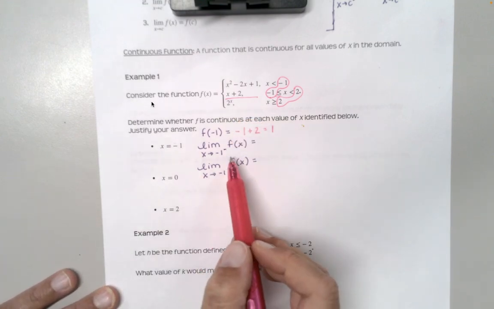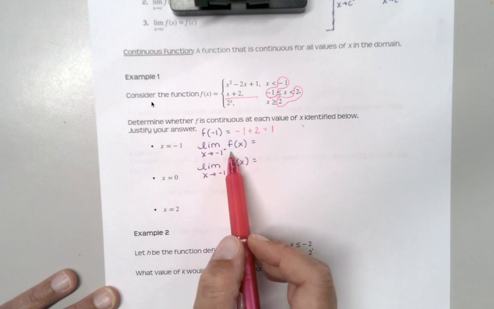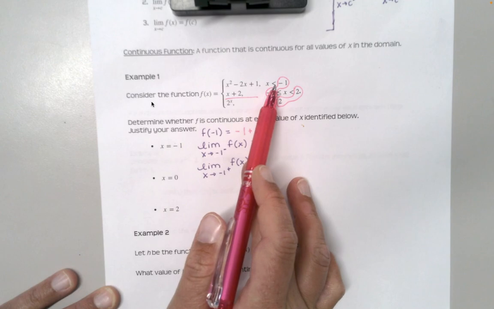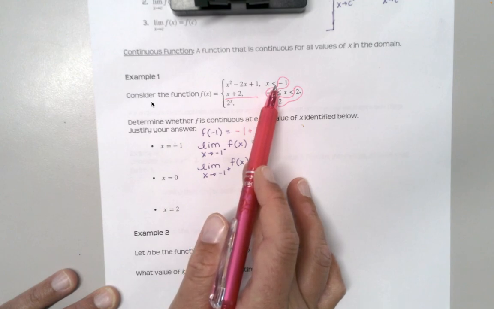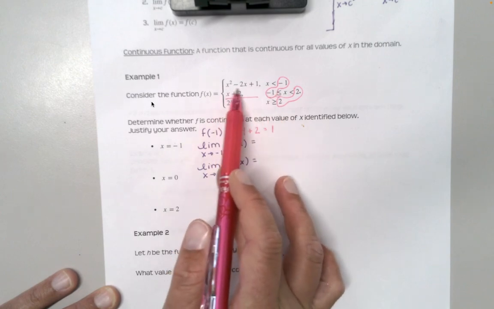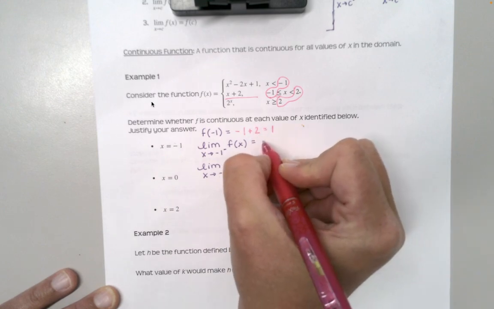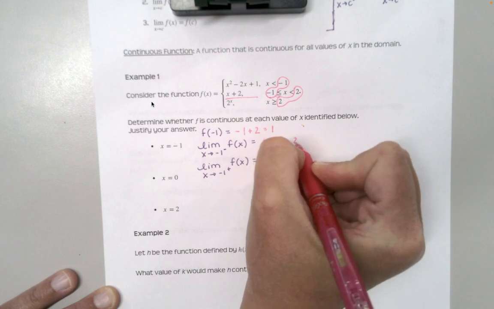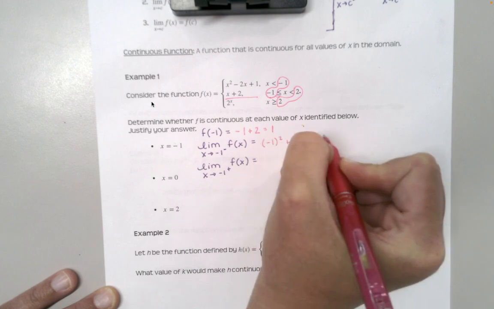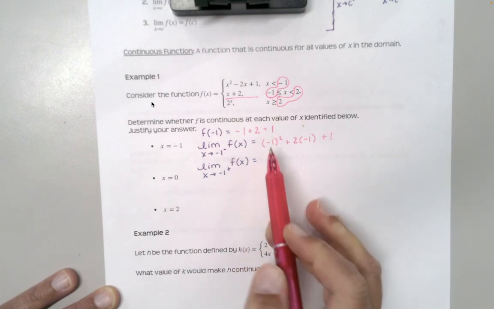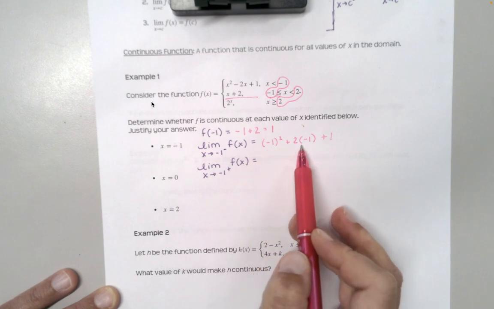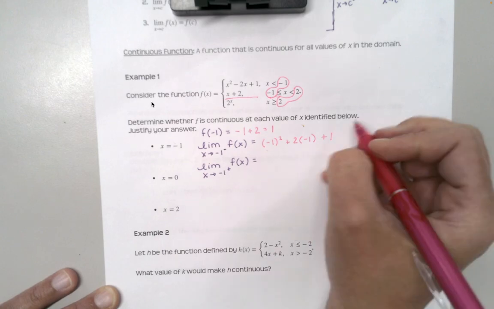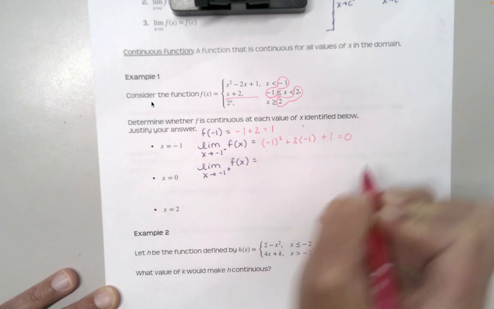Okay, now I want to know what's happening to the left of -1. Well, to the left of -1, that's this function up here. That's less than -1. That's the left side. So now I'm going to use this top function. And I'm going to say, all right, let's do -1 squared plus 2 times -1 plus 1. Well, this is +1. This is -2, so that makes -1 altogether. And -1 plus 1 makes 0.